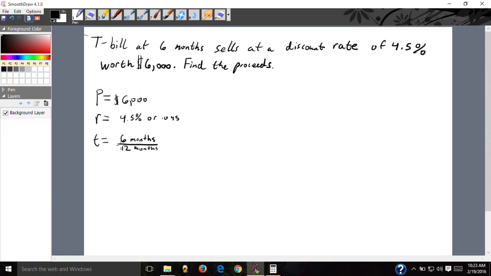I also need to figure out, well, if I'm going to be taking away from this, I need to take away the interest on the discount. So first thing I'm going to do is use this equation, my simple interest equation. Okay, I'm going to multiply 6,000 by 0.045, and multiply that by my 6 over 12.